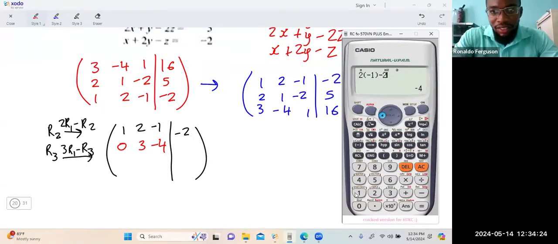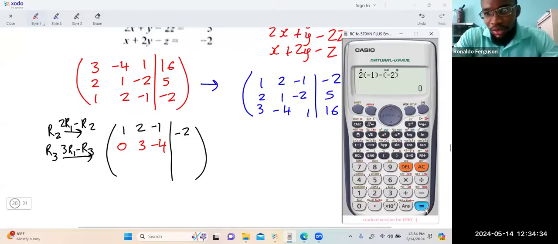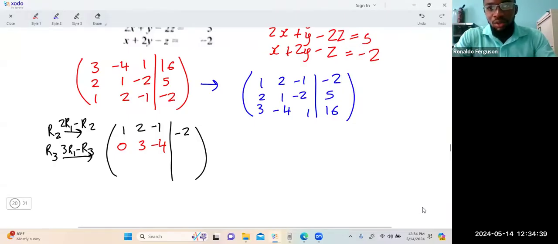I really don't like negative numbers. So just to be safe again, it's 2 row 1 minus row 2. So 2 times minus 1 minus 2. It's actually 0. So I don't like negatives, guys. You have to be so careful. That should actually be 0. You have to be so careful.